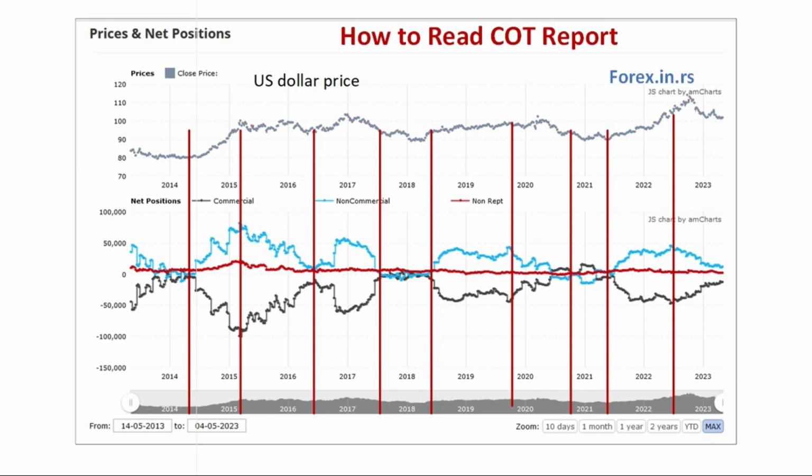You see the cross between the commercial and non-commercial price or number of traders, and you watch all spots and all places when the difference between the commercial and non-commercial is the highest.